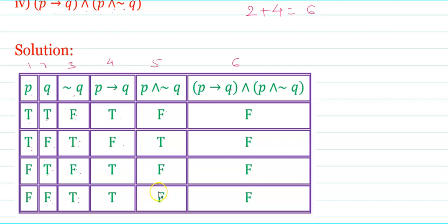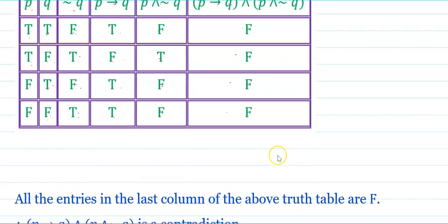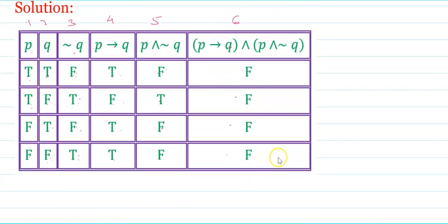Okay. Now the next, we'll find out the and between the column number 4th and the 5th. T and F is F. For and, both of them must be true. Therefore, T and F is F. F and T is F. T and F is F. T and F is F. All the entries in the last column is F. And therefore, the given statement pattern is a contradiction. You can see this again.